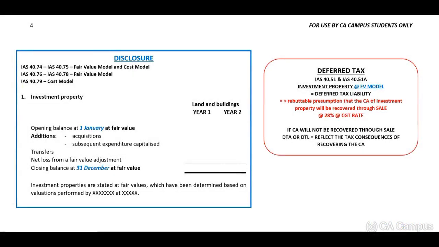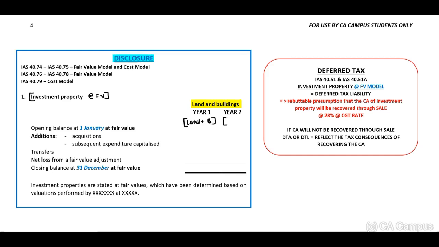Let's look at the disclosure of investment properties carried at fair value model. Now guys, it is important that you understand the difference between the disclosure of our investment properties at fair value model compared to PPE. Now, when you look at this note, you will identify that land and buildings will be one column. Therefore, you will have to add the land plus the buildings details and include this in year 1.